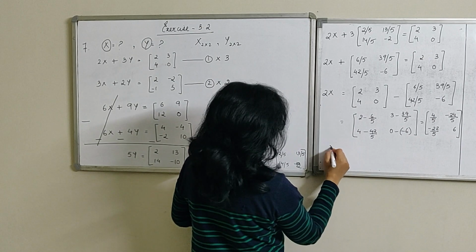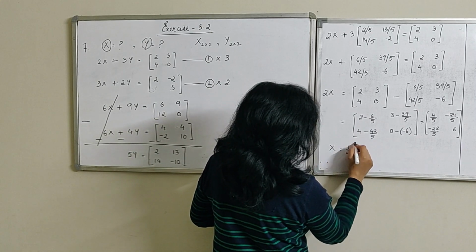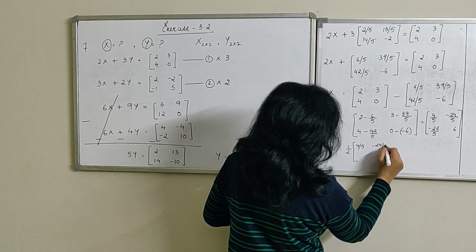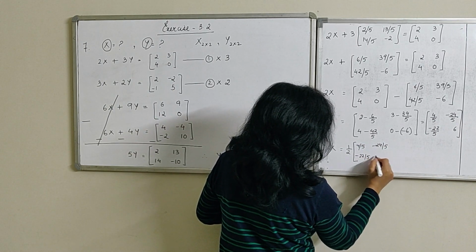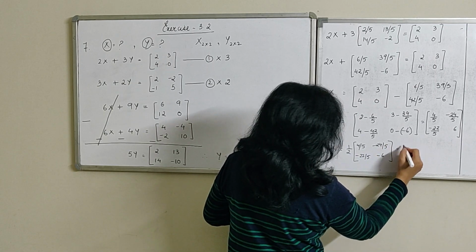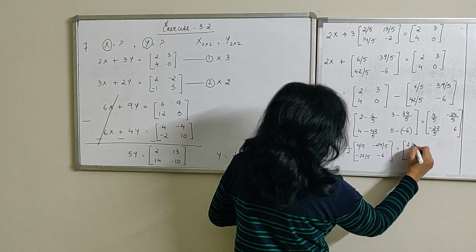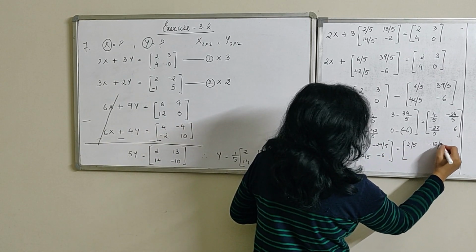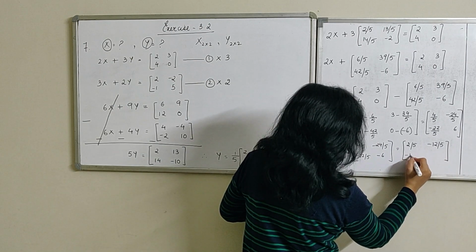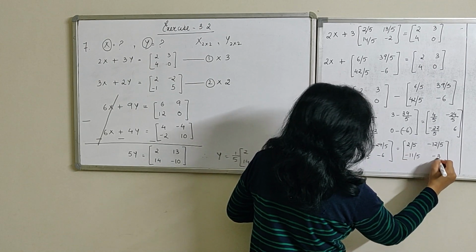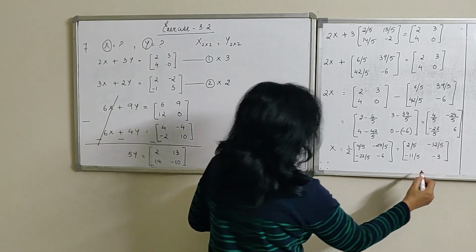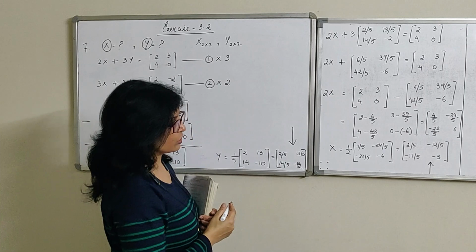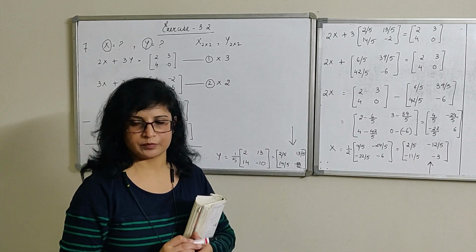That is the value of 2X, and hence matrix X will be half of this matrix. Performing this scalar multiplication, multiplying each element of the matrix by half, we get 2 by 5, minus 12 by 5, minus 11 by 5, minus 3. So this is how we have found matrix X and matrix Y, which are matrices of order 2 by 2.